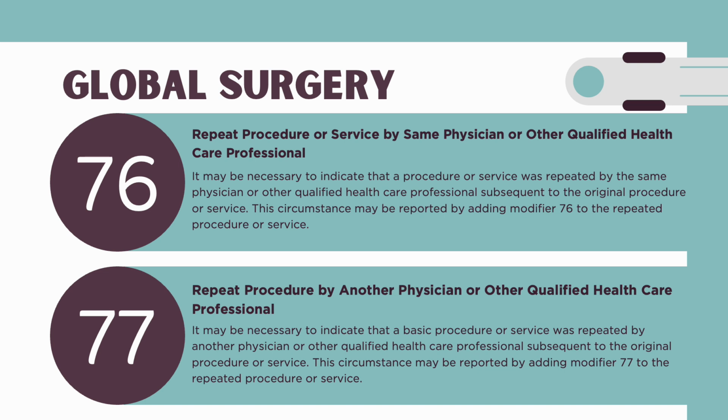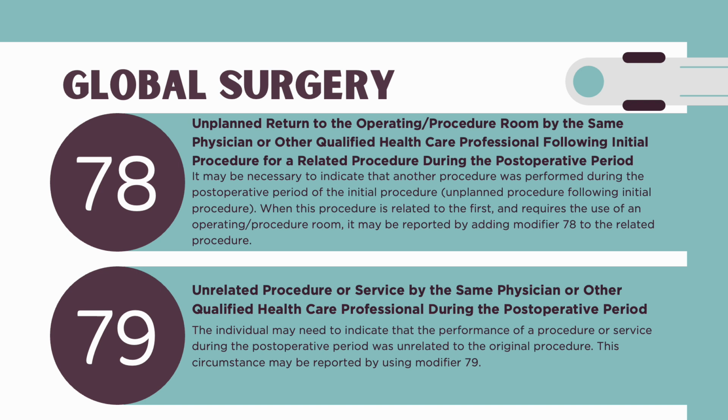Modifier 77 indicates a repeat procedure by another physician or other qualified healthcare professional. An example is a patient who sees the family practitioner for chest pain, and that physician does an EKG and then refers the patient to a cardiologist. The patient sees the cardiologist on the same day, and then the cardiologist performs a repeat EKG. The second EKG should be reported with a modifier 77 to indicate a repeat procedure by another physician.